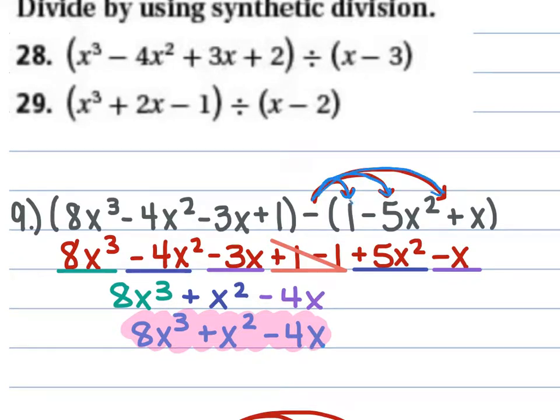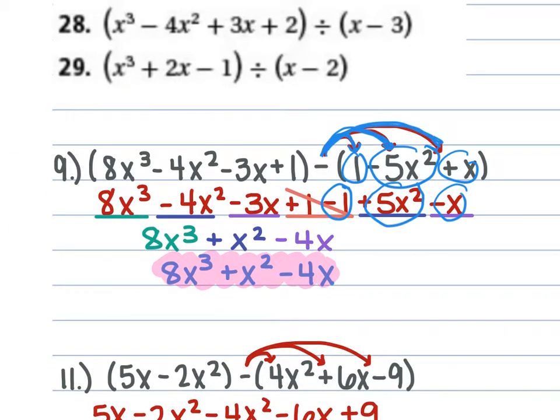So notice that the 1 became a negative 1. The negative 5x squared became a positive 5x squared. The positive x became a negative x. Why? Because that negative switched all of them. Negative 1 times 1 is negative 1. Negative 1 times negative 5x squared is positive 5x squared. Negative 1 times x is negative x, in which case just add them all together after that.